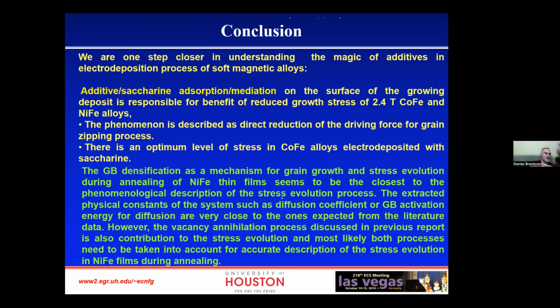So in some sense, if our goal is to produce ultra soft films and we don't care about some other things, we will maximize the additive content in the bath. But if we have to worry about corrosion properties, we have to find some kind of optimum concentration which will give us an alloy which is relatively low stress, but for example, will have a decent corrosion property. And the third thing is that the whole business about additives is not a myth. It's actually a scientific, well understood problem.